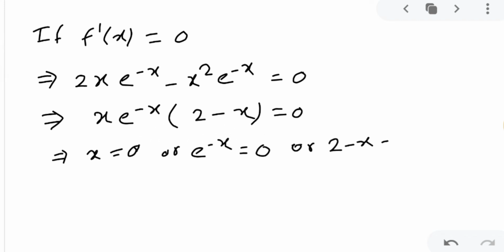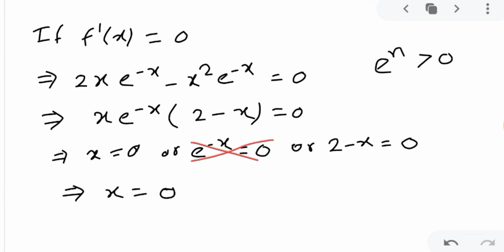We are just simplifying, okay? So from this I will get x value as 0, and e to the power minus x will never be 0. e to the power something will always be greater than 0, okay? So this cannot be 0. This is not possible, okay? So if this is not possible, then 2 minus x is equal to 0. It means x value is 2. So x value I got as 0 or 2. So for these 2 values I have to check, correct? So I hope this is clear till here. Okay. So from here I got x value as 0 or 2.